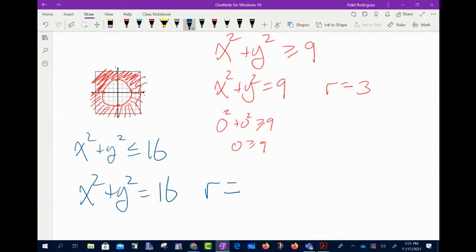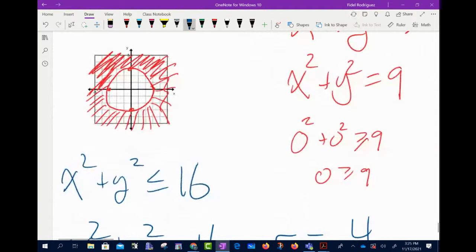What is my radius here? Radius is 4. Very good. Everybody agree radius is 4? Because again, what number do I have to square to give me 16? 4. Okay, so I'm going to come back over here, and I'm going to go 4. So I'm just going to go 1 point further out from where we were.